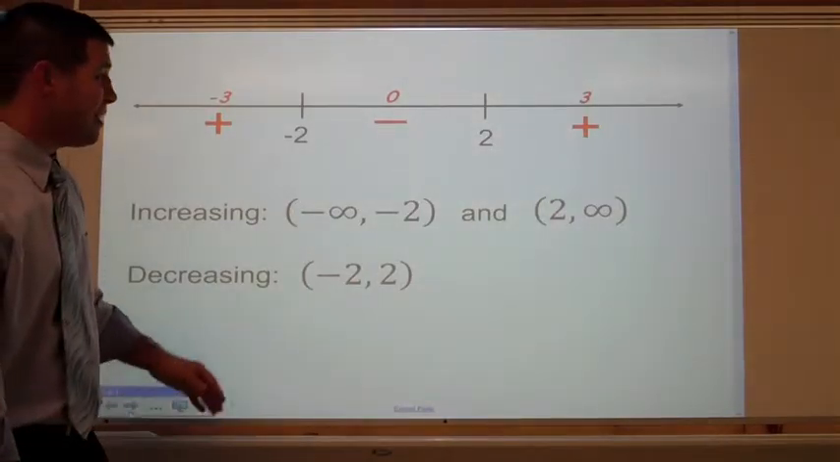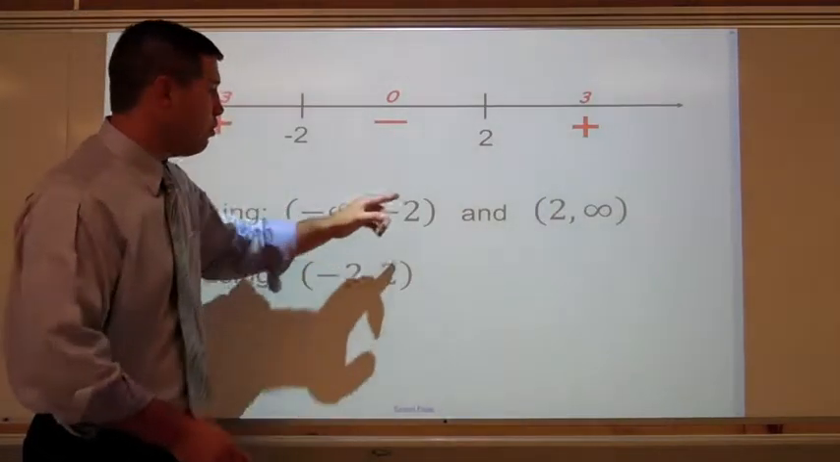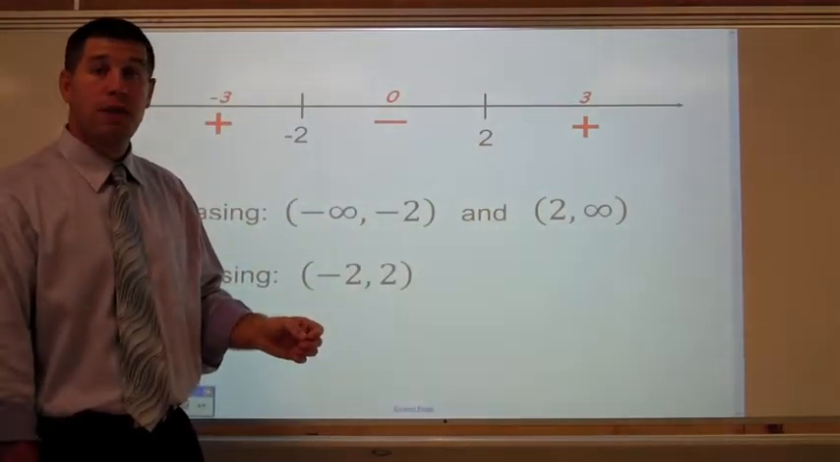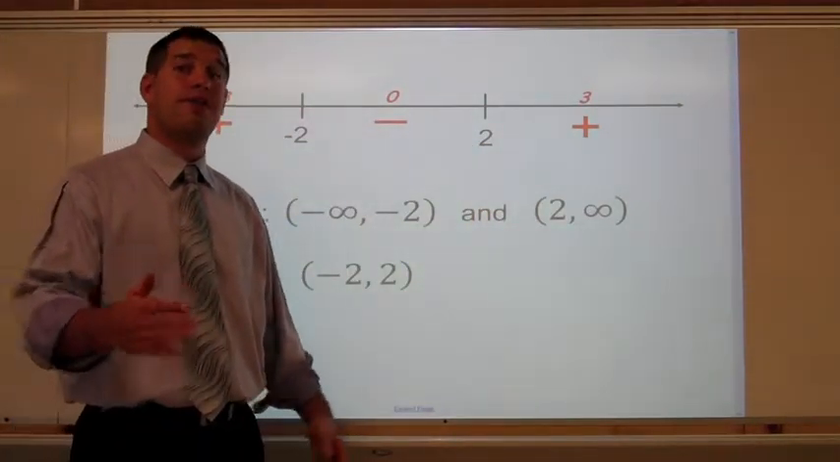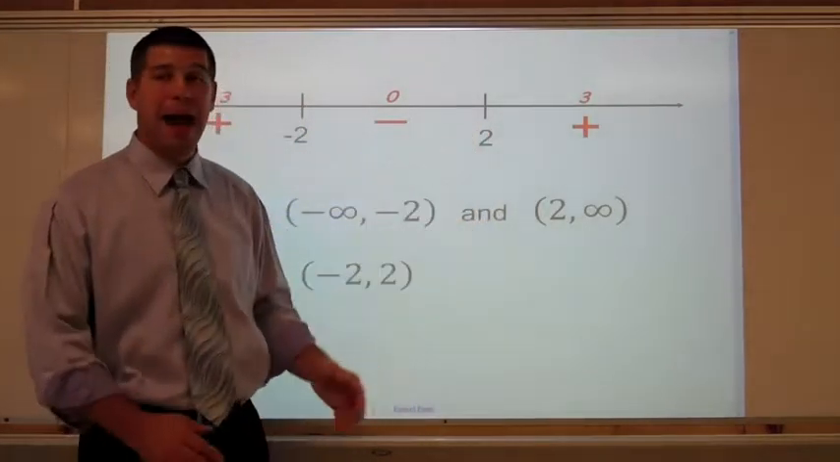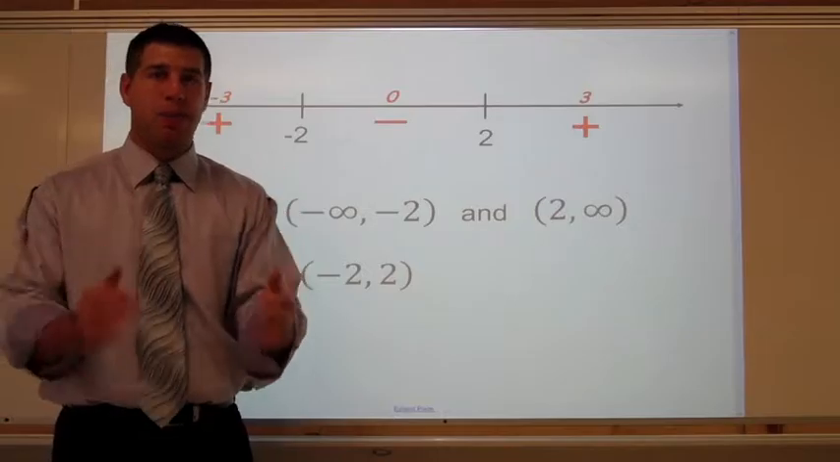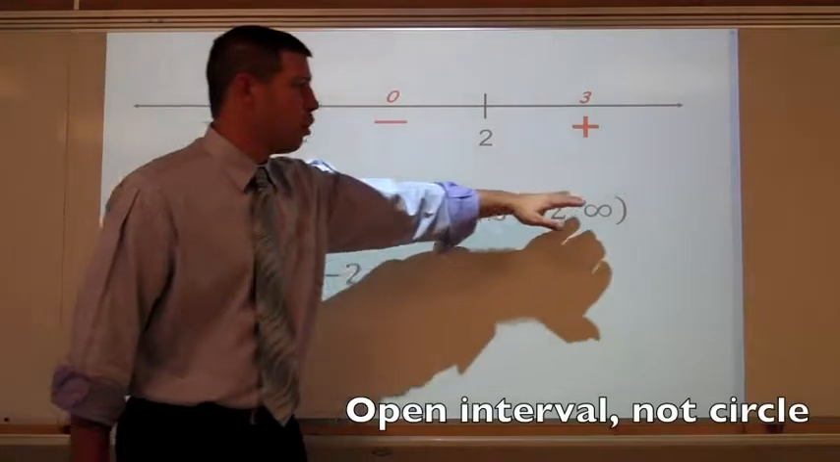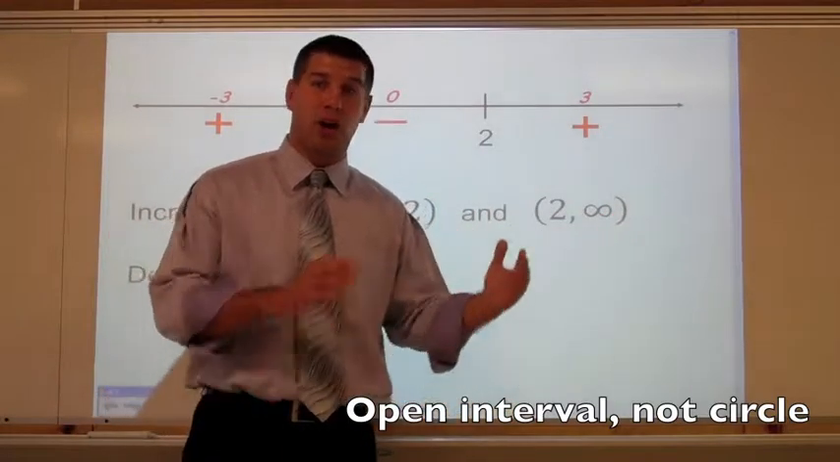Make sure you realize these are open intervals. We don't use the brackets to close them because at -2 and 2, the function has a horizontal tangent or an undefined tangent, some other problems you'll get to. But you're not counting these boundary points. It's before, between, and after, not at those points. And you always have an open circle at infinity because you can keep going. You can't close infinity.